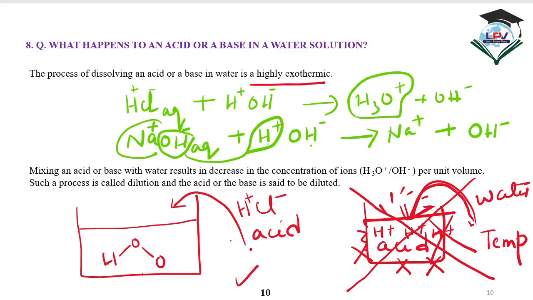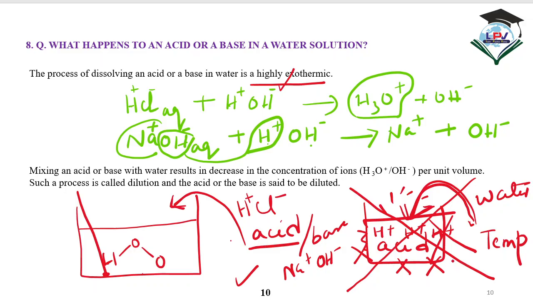You should always take acid and pour it slowly into water with constant stirring. You should be wearing hand gloves, goggles and a lab coat for safety. So I hope you have understood that the reaction is highly exothermic. Hence, this is the right way of adding acid and base to the water. Base is Na plus and OH minus. Both the reactions should go by this method only, not by the other method.